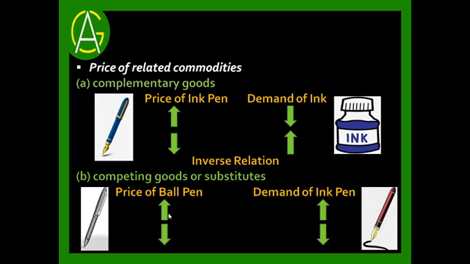So the two variables are moving in the same direction. When they are moving in the same direction, there is positive relation between them. So once again, price and demand of substitute goods will have positive relation. So price and demand of complementary goods will have inverse relation, but the price and demand of substitute goods will have positive relation.